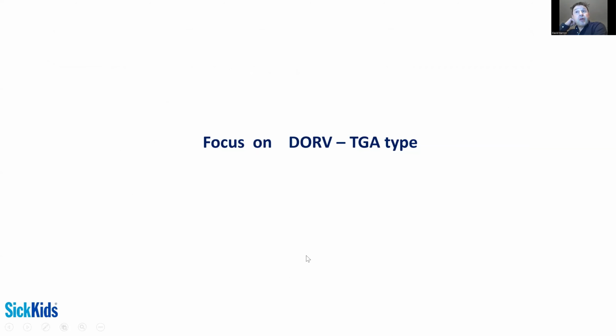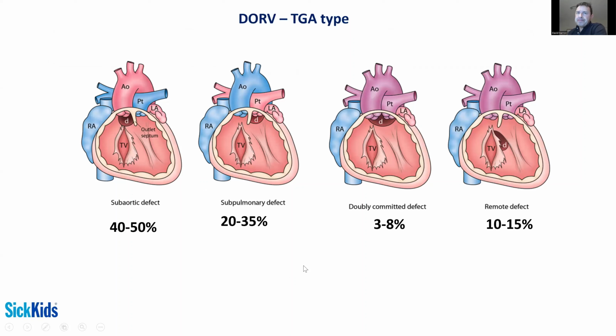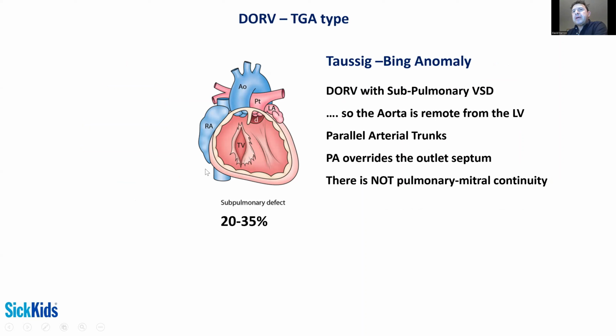Let's think about DORV, transposition type, for the last few minutes. Again, that just reminds you of the relative commonality of these conditions, and we're really going to talk about subpulmonary defects. These account for about a third of all DORV, and they're some of the most challenging ones to correct, but in general they are suitable for biventricular repair.